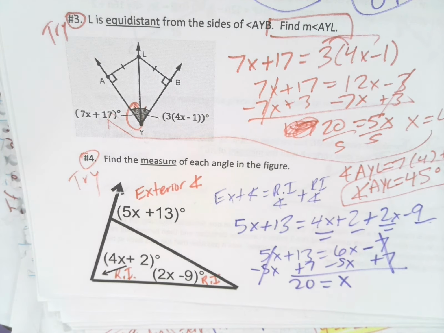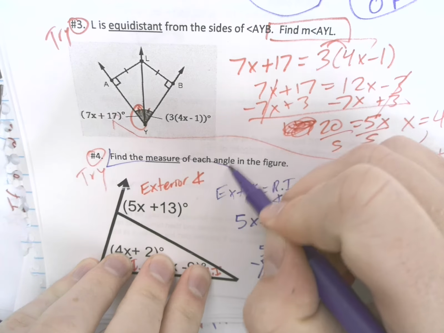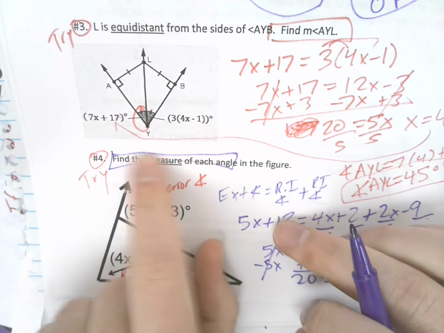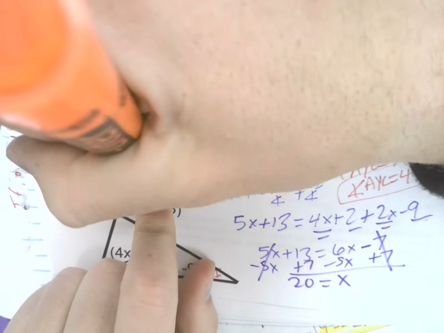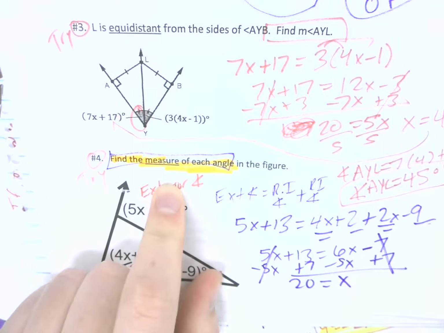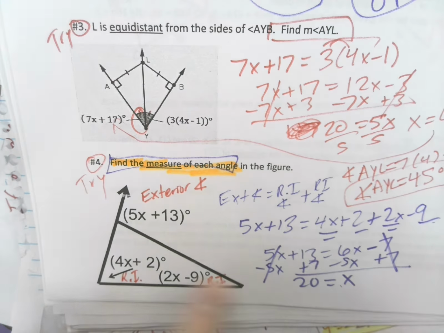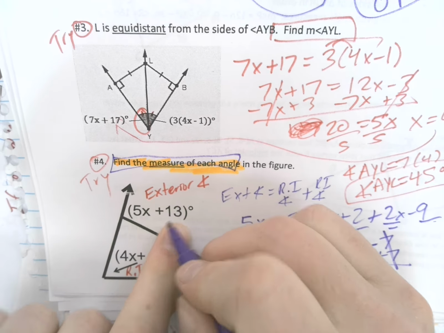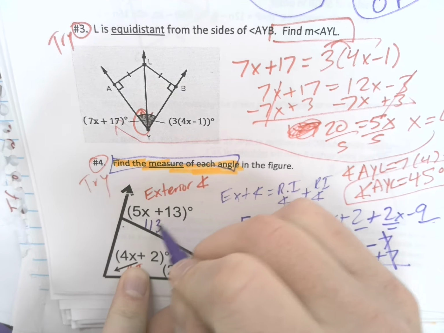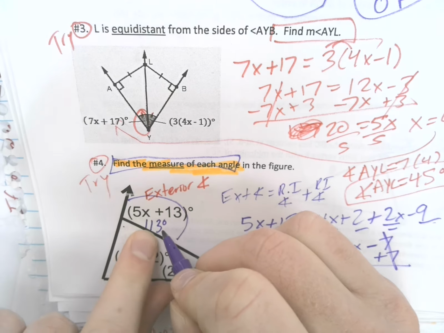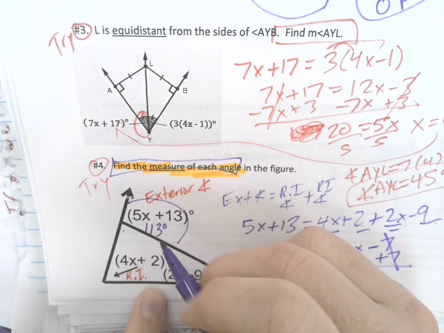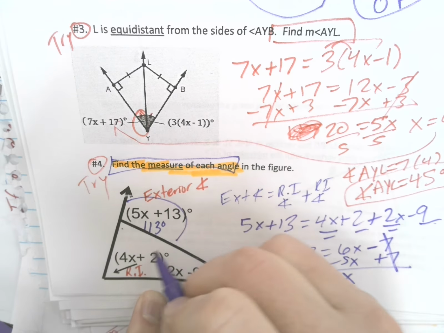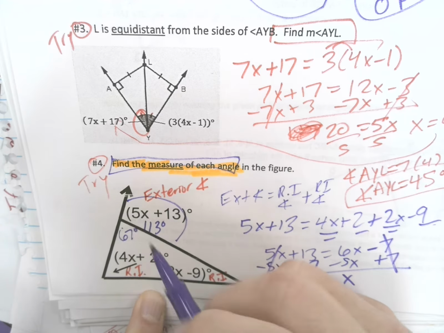And of course, remember, we were asked to find the measure of each angle. I forgot to box this in. I'll highlight it to make up for it. Find the measure of each angle. So we take 20, plug that back in. 5 times 20 is 100, plus 13. We know our exterior angle is 113. Which, of course, if this is a linear pair, makes this 67 degrees.